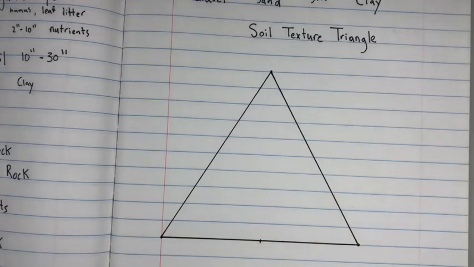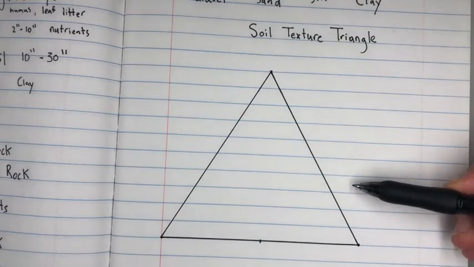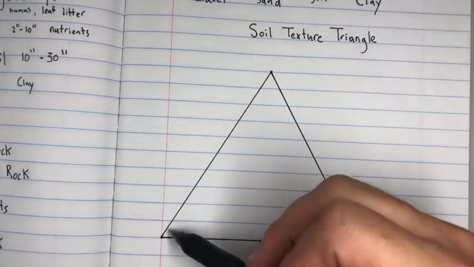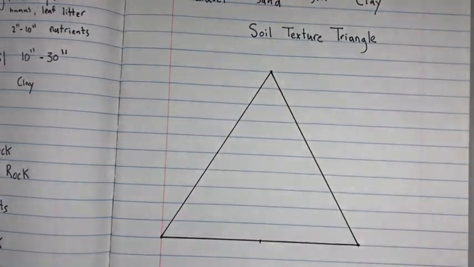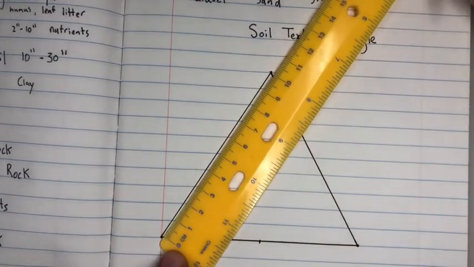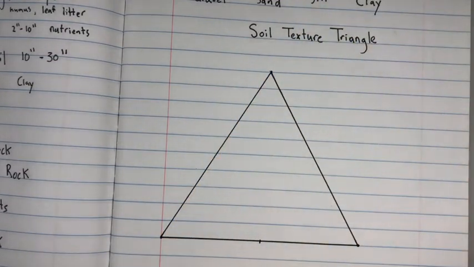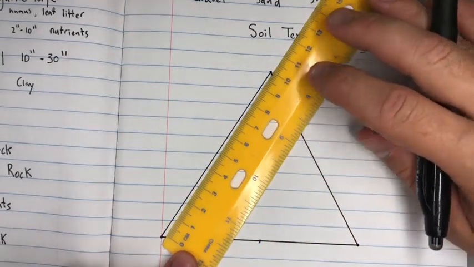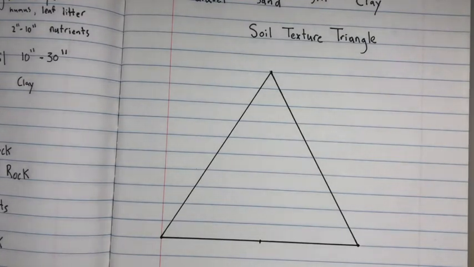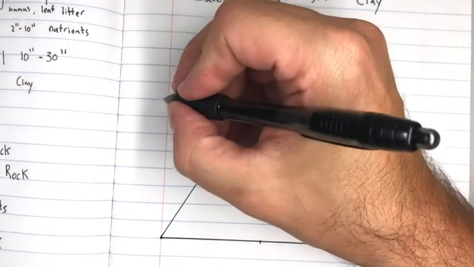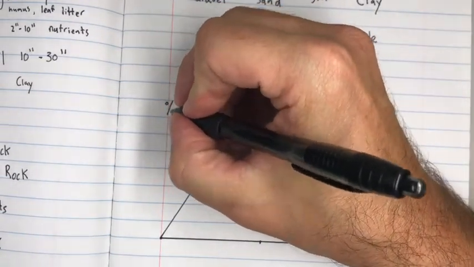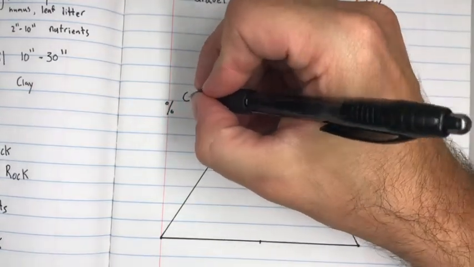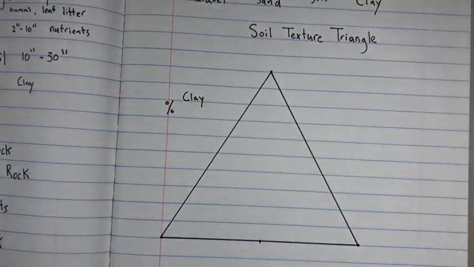Now, just so happens that my triangle matches with my ruled paper. If it doesn't, you're going to need to measure to make your markings for the sides of your triangle, okay? Because we're going to make markings now, and each marking is going to have a percent designation. So we're going to go with percent clay on the side here. So we're going to say this side of the triangle is percent clay.